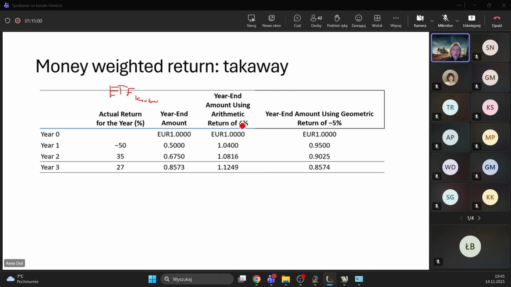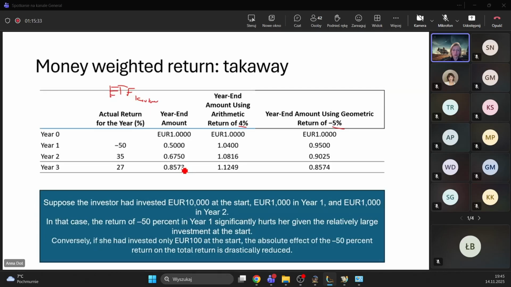So we can calculate the arithmetic average, which is positive. We can calculate the geometric average. It is negative. However, these averages will not show us the overall effect, which depends also on the amount of money invested. If it is just 1,000 euro, we will have exactly the result from the geometric average, if there are no additions or withdrawals from the fund.